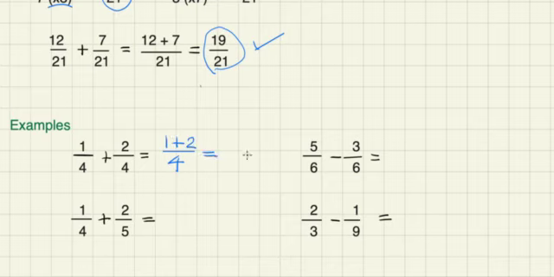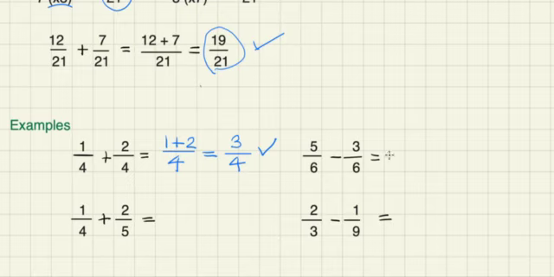And that gives us 4 stays underneath there. 1 plus 2 is 3. Can this be simplified anymore? No, it can't. So this is the correct answer.